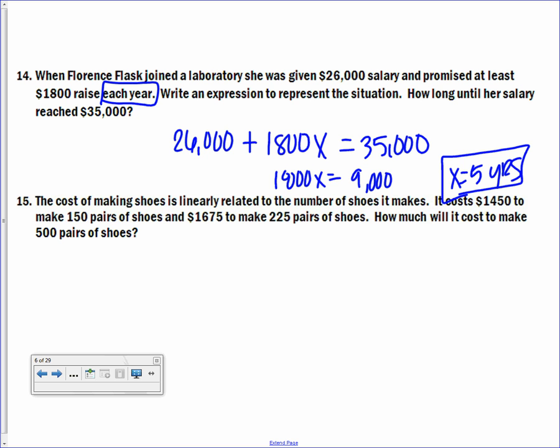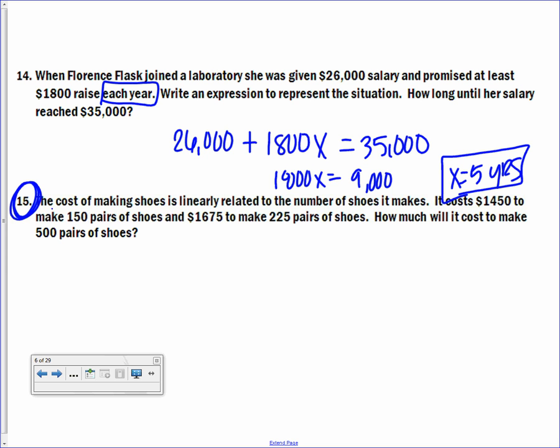Okay. Number 15, cost of making shoes is linearly related. This is one of the exam ones that popped up as the most missed here. Okay, so let's see if we can do it this time. So it costs $14.50 to make 150 pairs of shoes and $16.75 to make 225. How much will it cost to make 500?